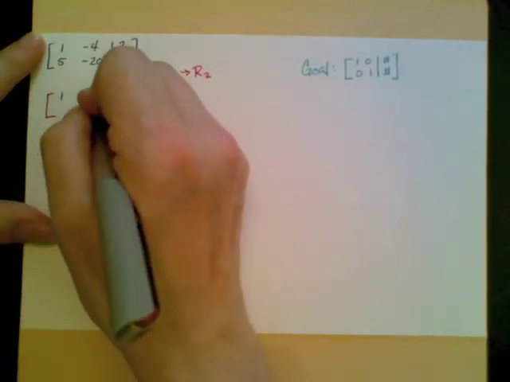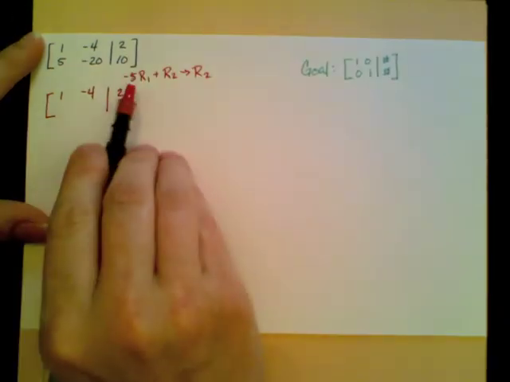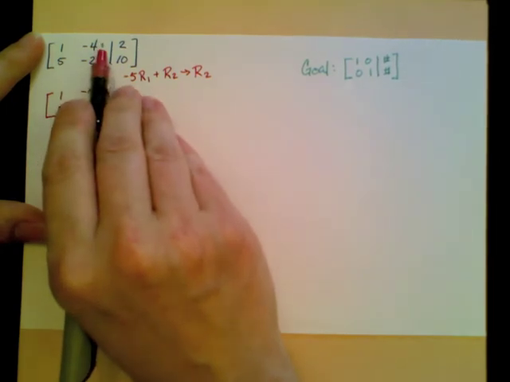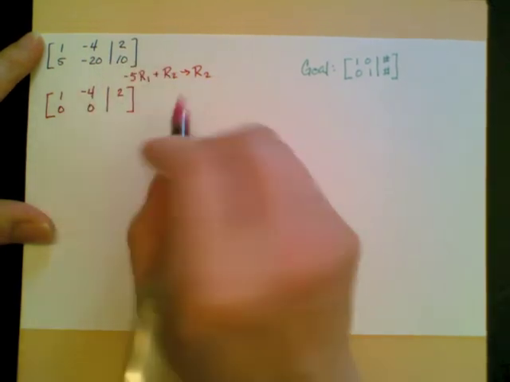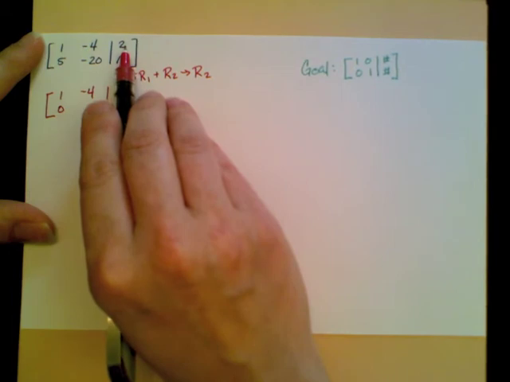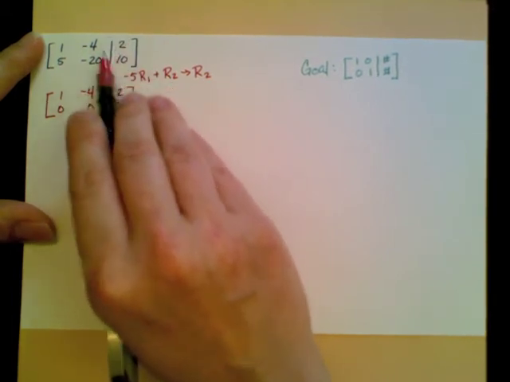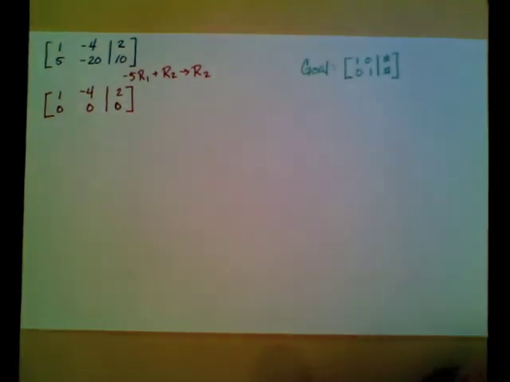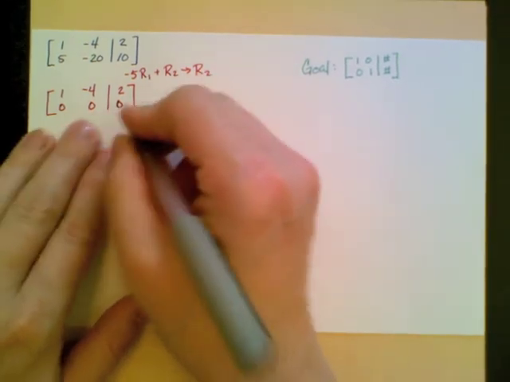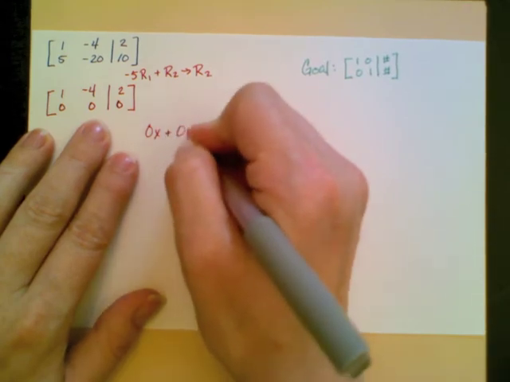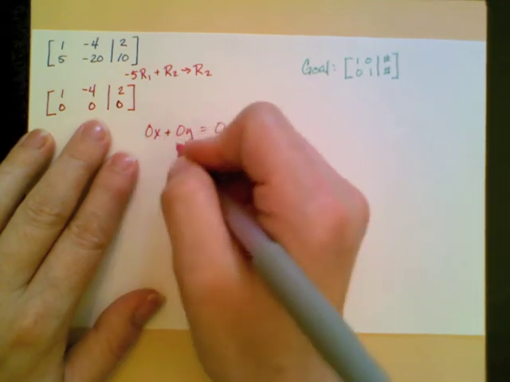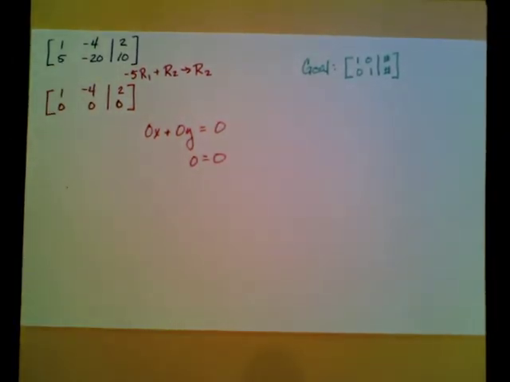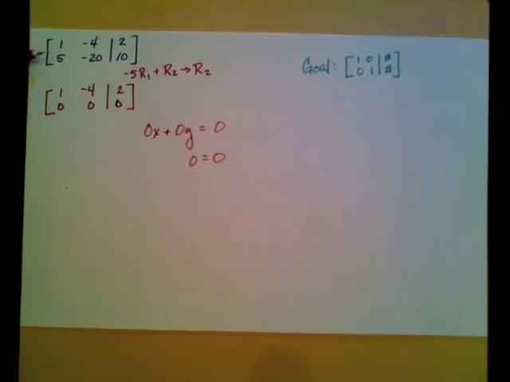And so -5 times 1 is -5, plus 5 is 0. -5 times -4 is positive 20, plus -20, well, that's also 0. And -5 times -2 is -10. Oh, negative times negative that I have written here is positive, so -5 times -2 is 10. And -10 plus 10, well, that's also 0. So now I have a row that represents the equation 0x plus 0y equals 0, which, well, 0 times anything is 0, so 0x plus 0y is really just 0 equals 0. Now, this means that that second equation was really just a multiple of the first equation.